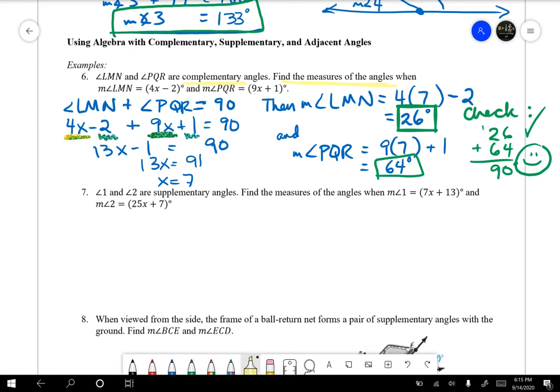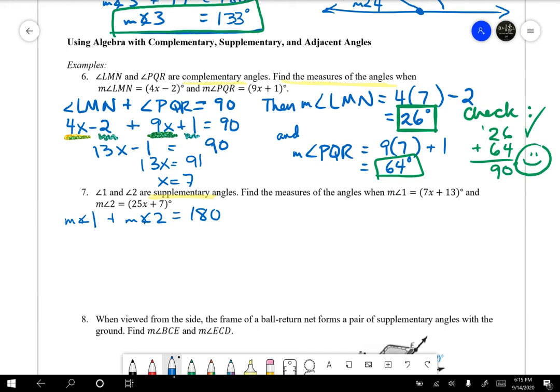Number 7. Angles 1 and 2 are supplementary. So again, that means 180 degrees. Find the measures of the angles when 1 is this and 2 is that. So again, the definition of supplementary says we can write the measure of angle 1 plus the measure of angle 2 is equal to 180. We can write that equation because of the definition.